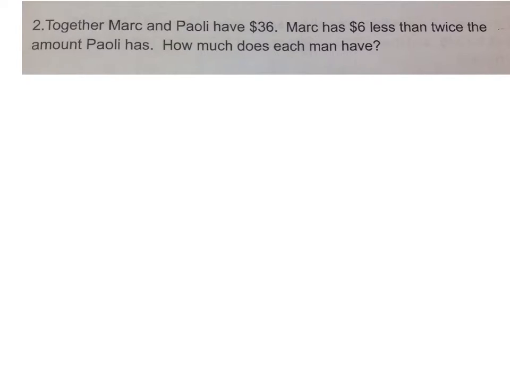Well, we want to figure out what each man has. So, in this case, you know the total is 36. Now, we have to figure out what x is going to be. We know Mark has $6 less than twice the amount of Paoli. We don't know what Paoli has at all. We just know that Mark has $6 less than twice. So, Paoli is going to be our x, okay? So, we should actually write it like this. Let x equal Paoli.